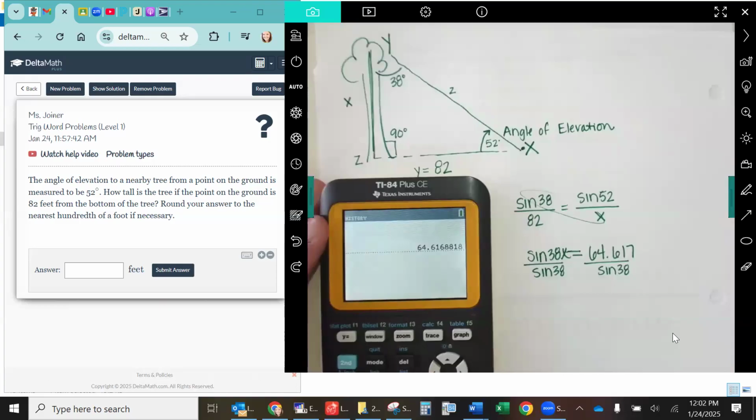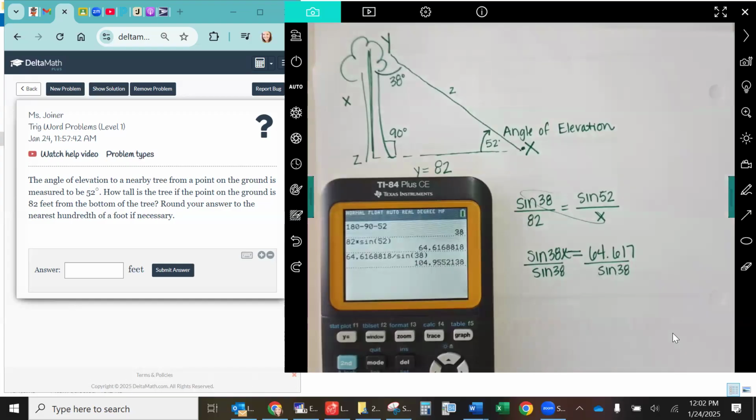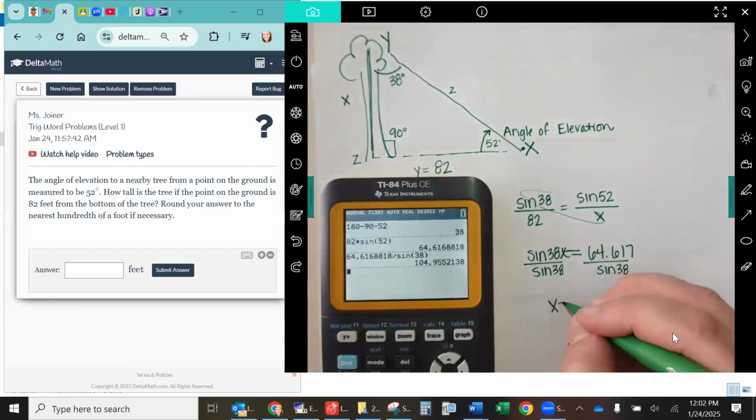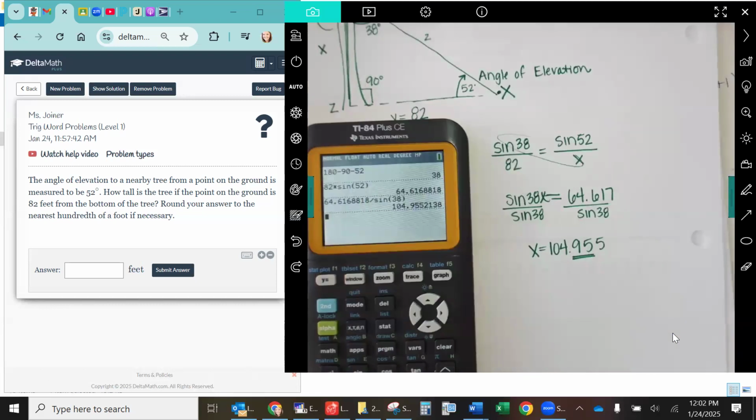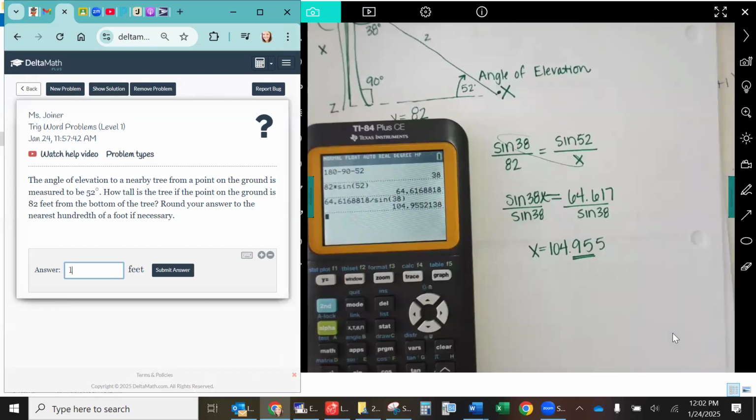Okay, make sure you use that big long decimal all the way until the end when you're ready to round. So it says to the nearest hundredths, 100 has 2 zeros, that means 2 decimals. So if it's 104.95, and then it's followed by another 5, what's gonna happen to the 0.95? We'll round it to 0.96. Very good. So go ahead and type in your answer. It'd be 104.96.